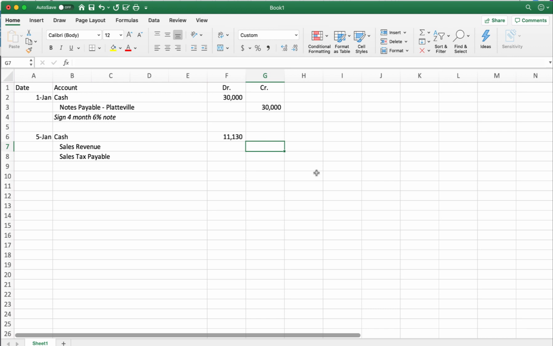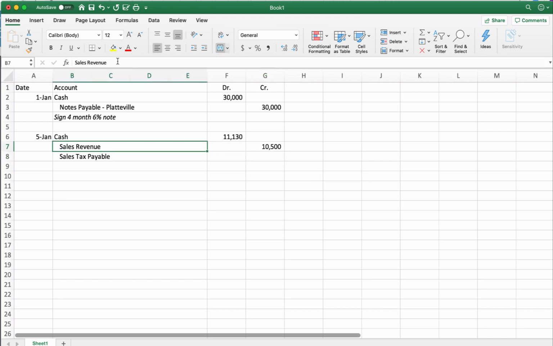my sales revenue. So what I'm going to do in this cell, I'm going to say equals my total cash amount, which is 11,130, and then I'm going to divide that by 106%. That gives me $10,500. That means that my sales were $10,500.